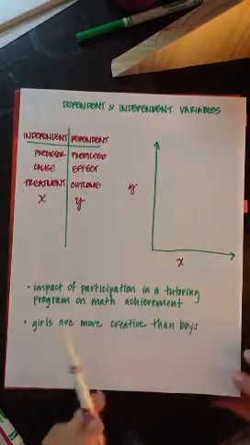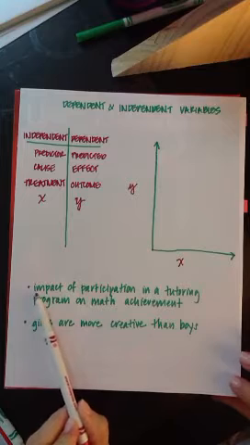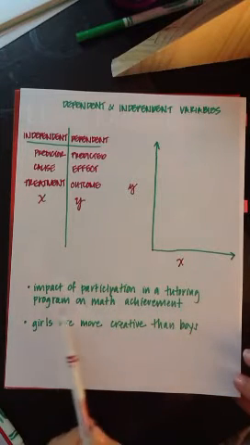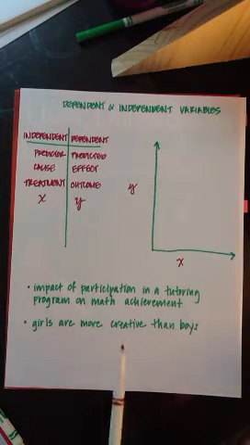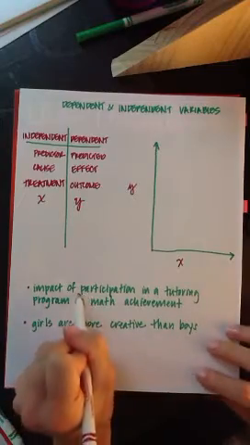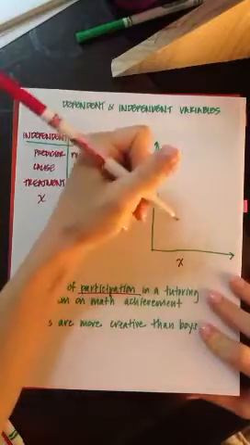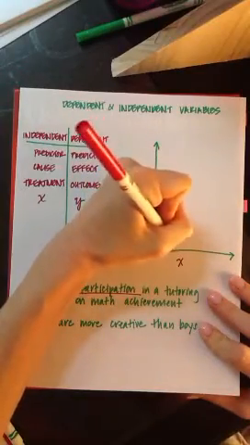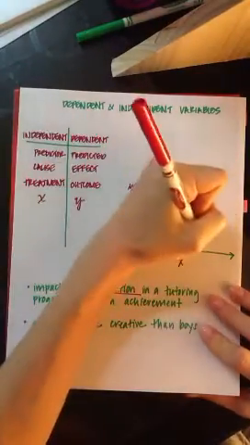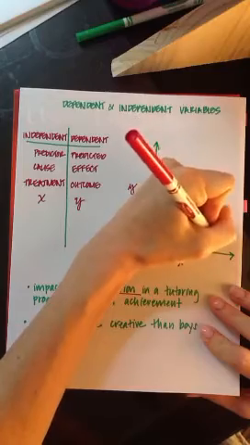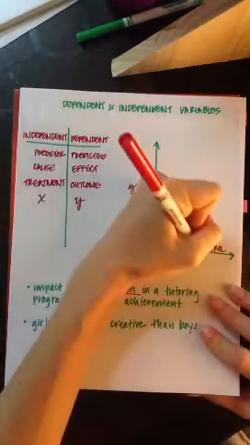Let's look at an example here. Let's say that we want to investigate the impact of participation in a tutoring program on math achievement. In this particular situation, participation would be the independent variable. We could plot, for example, those who participate in the program as compared to a control group that does not participate in the program.